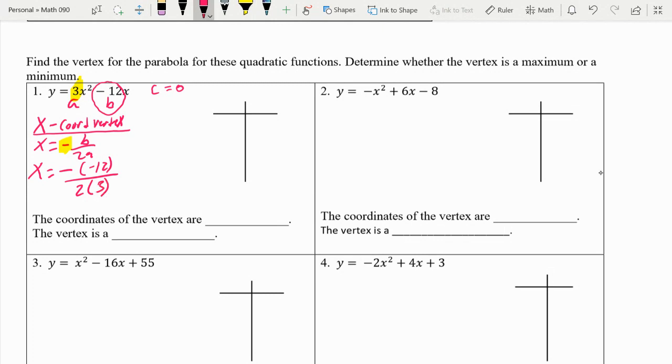Of course, I'm going to run out of room here. X is equal to, these two negatives give me a positive, so I end up with 12 over 6, which ends up giving me 2.